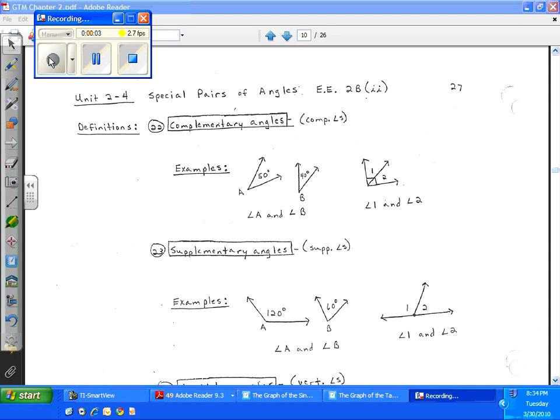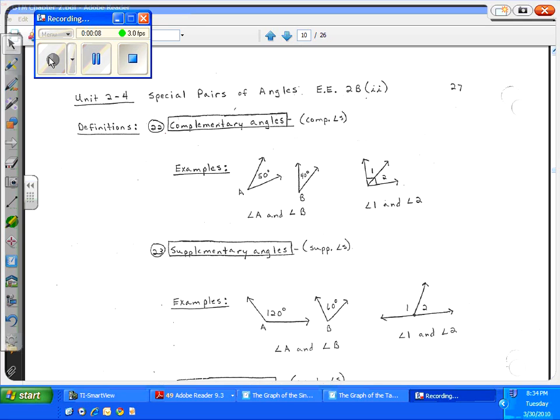Unit 2-4 is special pairs of angles. Special pairs of angles. Complementary, supplementary. We dealt with these two on page 52 of the Algebra 1 textbook.